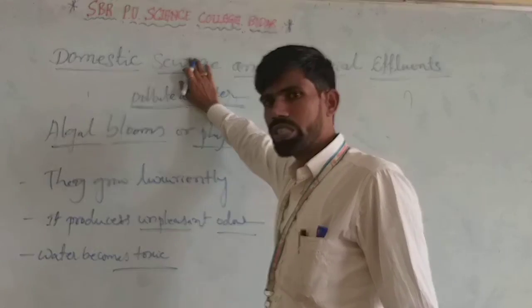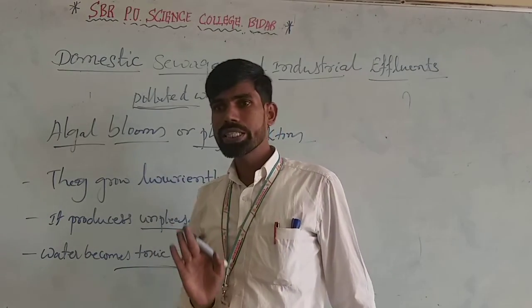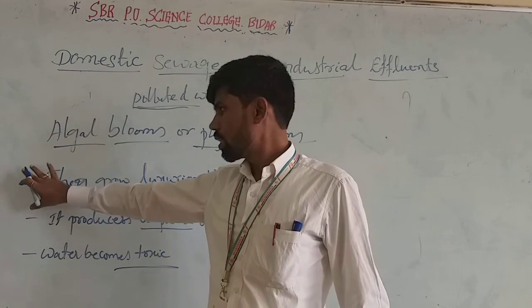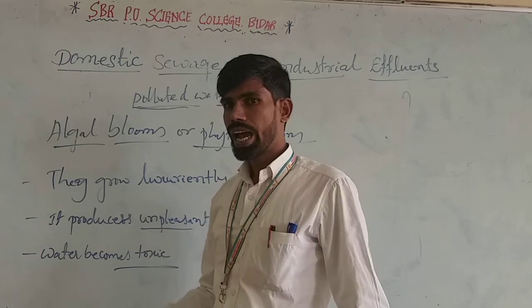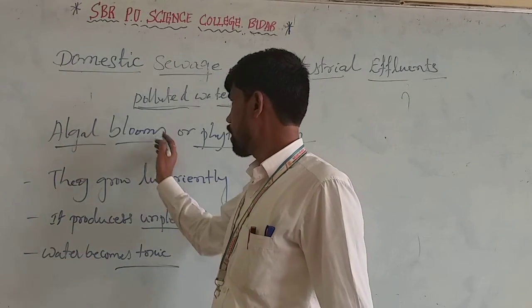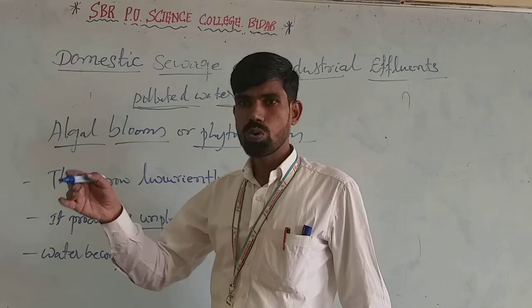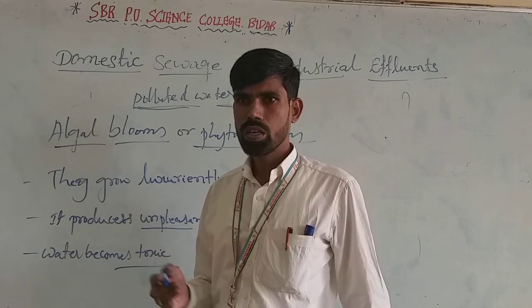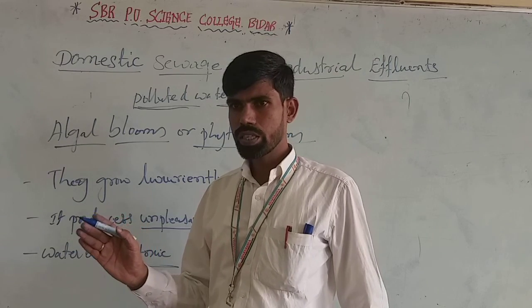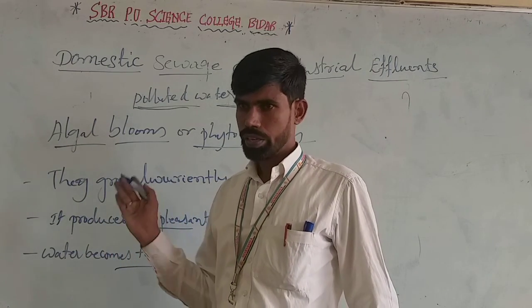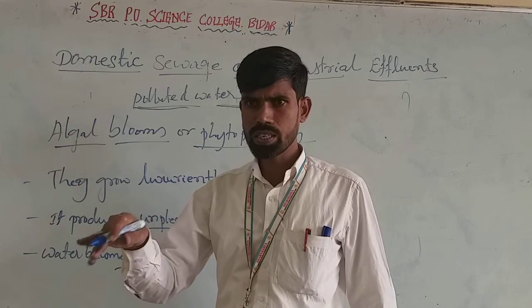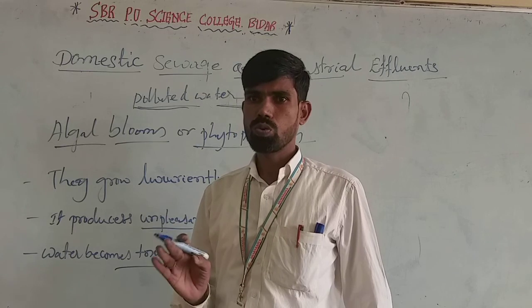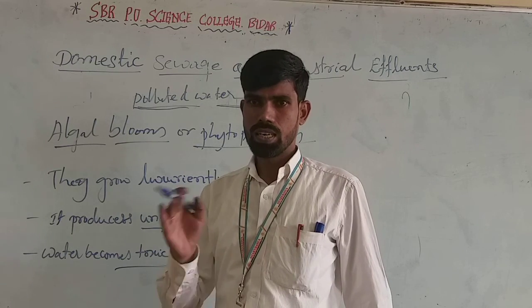Dear students, today we have discussed domestic sewage and industrial effluents, and the role of bacteria. In polluted water, algae are growing, and the Eichhornia species, the terror of Bengal, are also growing. Wherever the polluted water is, it is favorable for their growth. If they grow, whatever species are present in that area will die, as they will not get sufficient oxygen, so the organisms die.